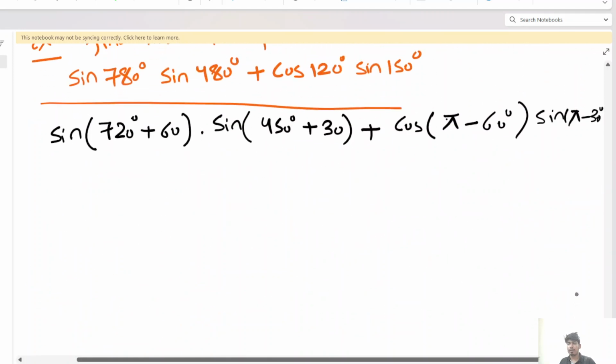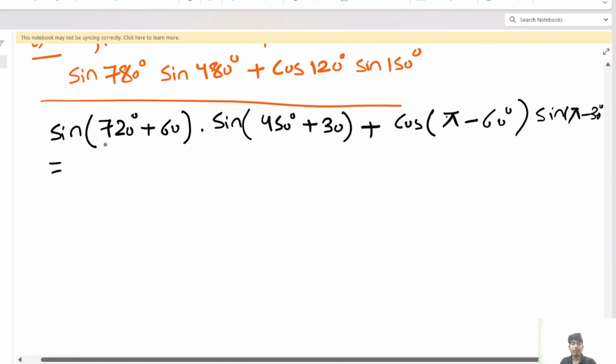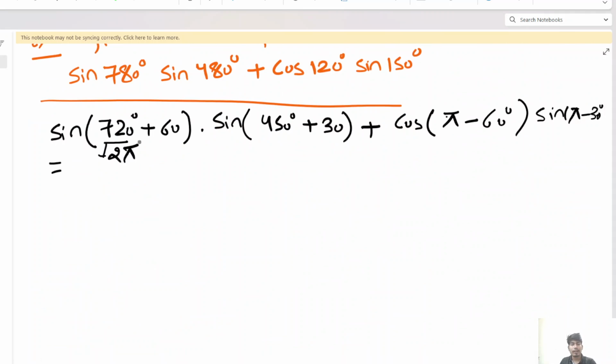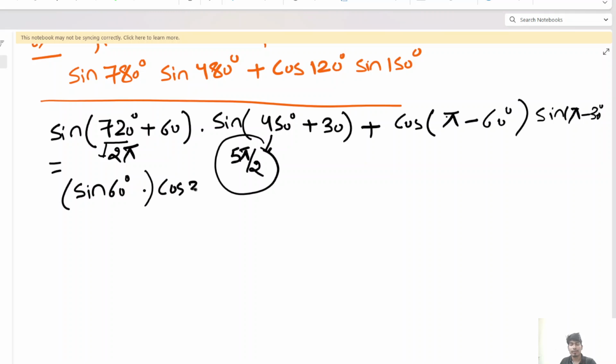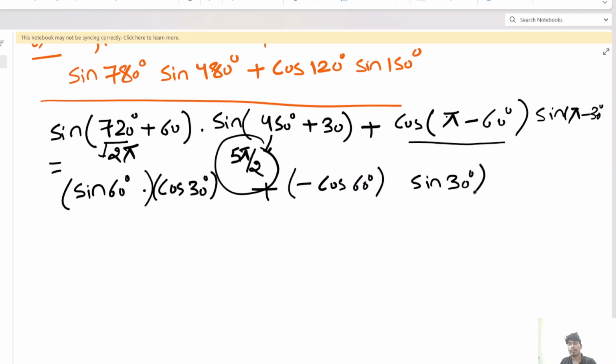Then what do we get here? We know this is 2 pi. Sine(2 pi plus theta) is sine theta, so sine 60. And 450 means 360 plus 90, which is 5 pi by 2. Sine(5 pi by 2 plus theta) is cos theta, that is plus cos 30. Plus cos(pi minus 60) is minus cos 60, and this is sine 30 because sine(pi minus theta) is sine theta.